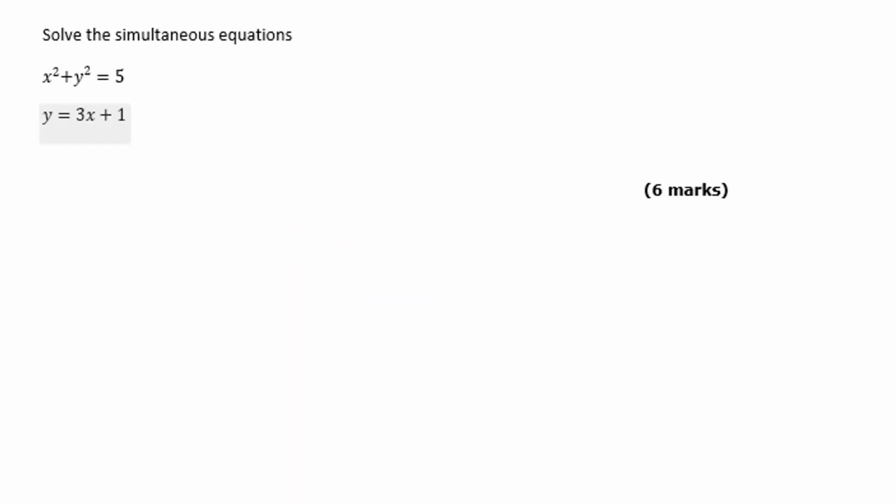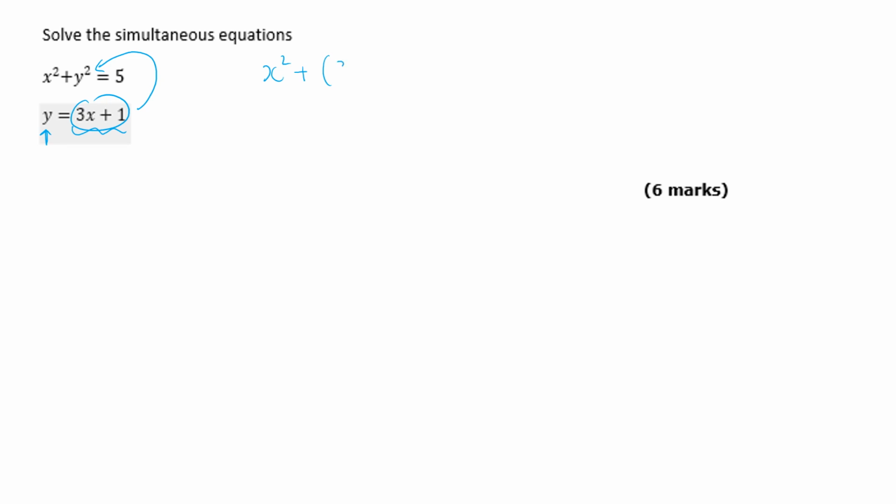This is one linear, one quadratic. So what you do here is you use the information from the linear and substitute it into the quadratic. So because my linear has y as the subject, I'm going to write my quadratic as x squared plus, instead of y squared, y is this.